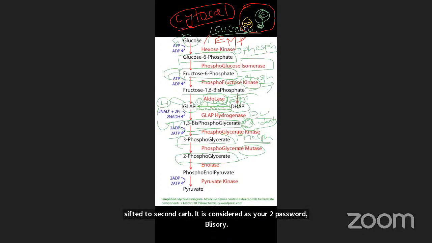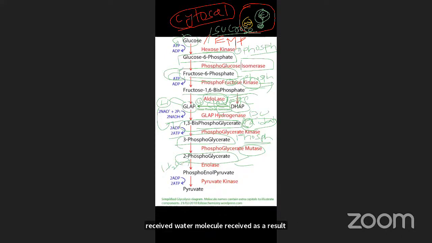Next one, with the help of enolase enzyme. In enolase, what will happen? A water molecule is removed, as a result phosphoenolpyruvate is formed. Next, again pyruvate kinase. The same way ADP is converted into ATP, and phosphoenolpyruvate is converted into pyruvate or pyruvic acid.